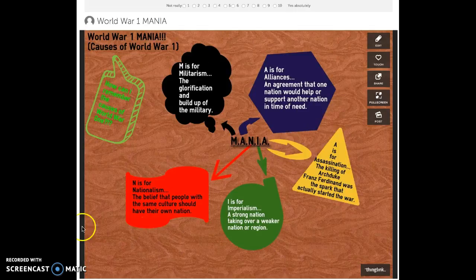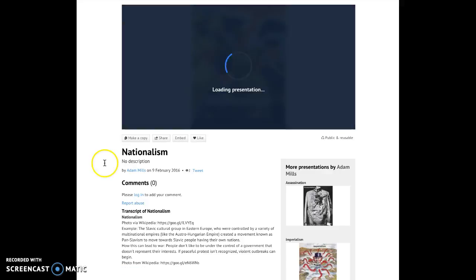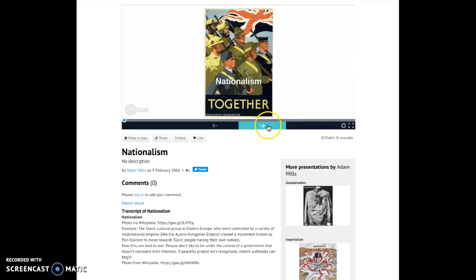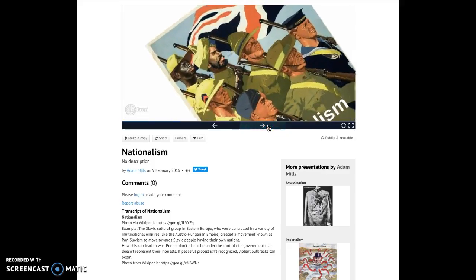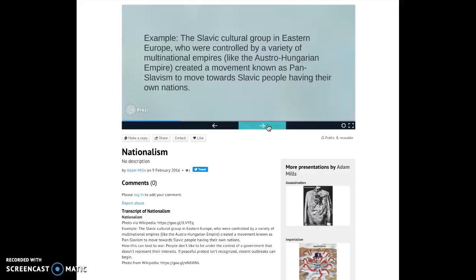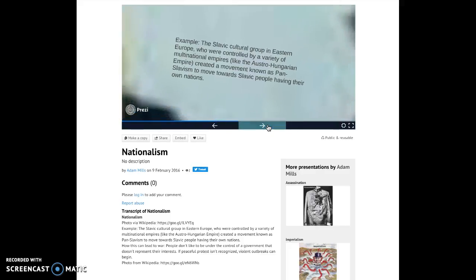N is for nationalism. This is the belief that people with a common culture should have a nation and government of their own. An example of this is Pan-Slavism. This was a movement that was based on the idea that people of Slavic background were mostly ruled by other cultures in multinational empires. The Slavic people didn't like this and started the Pan-Slavism movement to show support for the development of independent Slavic nations.